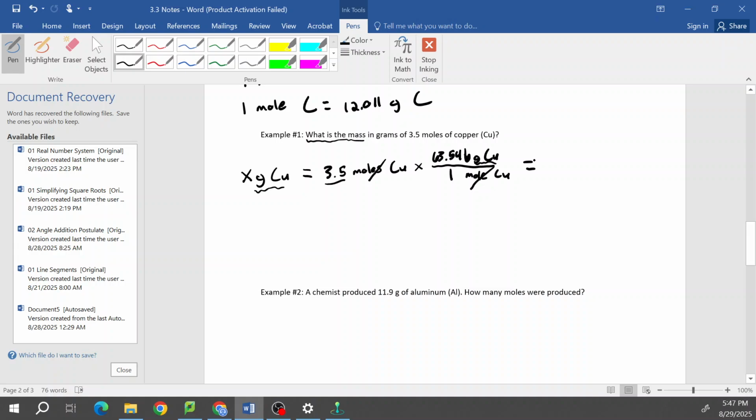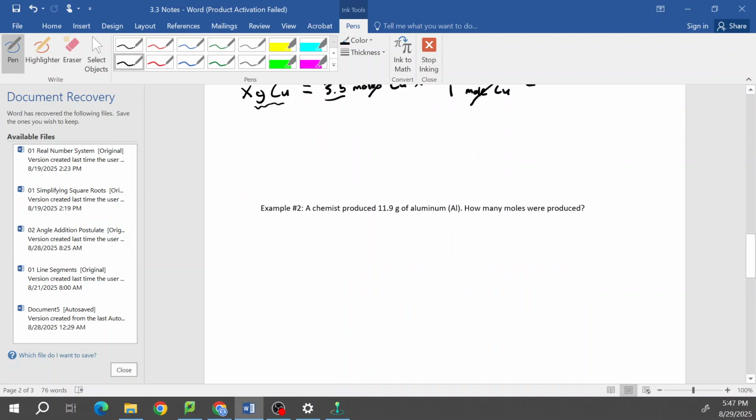Okay, all right. Problem number 2. A chemist produced 11.9 grams of aluminum. How many moles were produced? Again, we set up the problem the same every single time. Okay, so in this case, what is the question asking for? Well, it's asking how many moles were produced. So I start X moles of aluminum is equal to, what do they give me? Well, they give me 11.9 grams of aluminum.